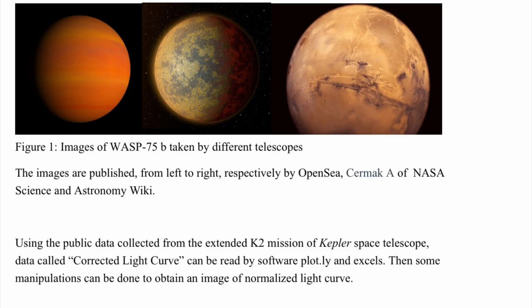In 2013, a gas giant exoplanet called WASP-75b was identified by the K2 satellite using the transit method. Using the public data collected from the extended K2 mission of the Kepler Space Telescope, data called the corrected light curve can be read by software such as Plotly and Excel.